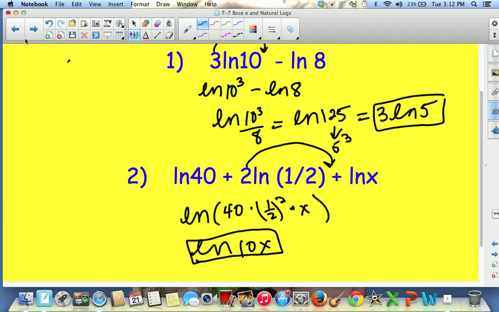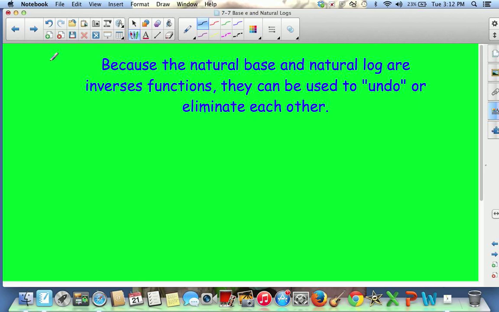Now, what about solving equations with the natural log and base e? Well, you have to keep this in mind. Because the natural base and the natural log are inverse functions of each other, they can be used to undo or eliminate the other. So, for example, if you have the natural log of e to the x, that's going to equal x because these cancel each other out. And let's say you have e to the natural log of x. That's also going to equal x because they cancel each other out.